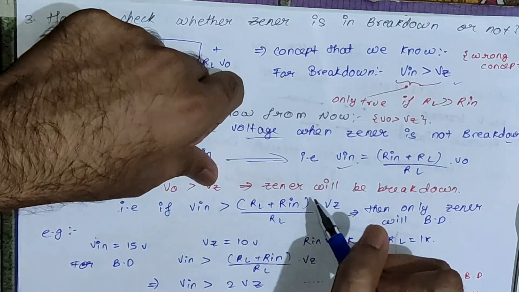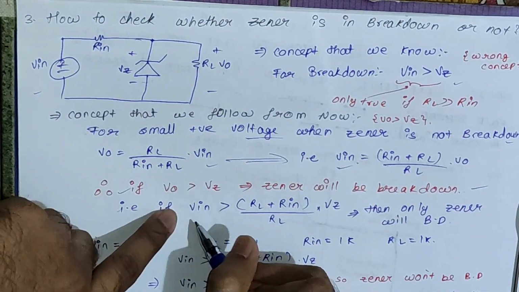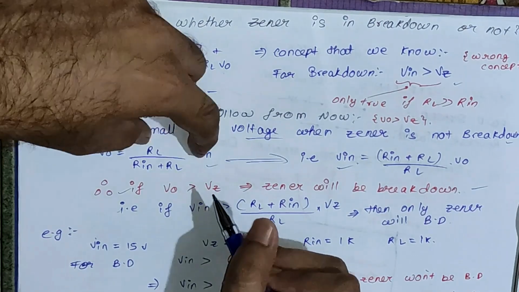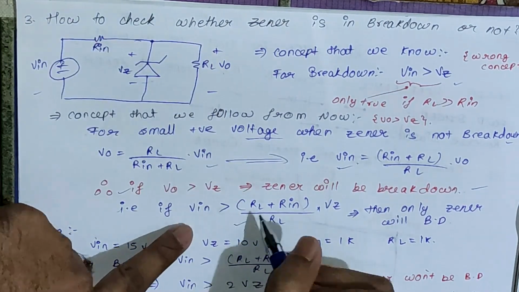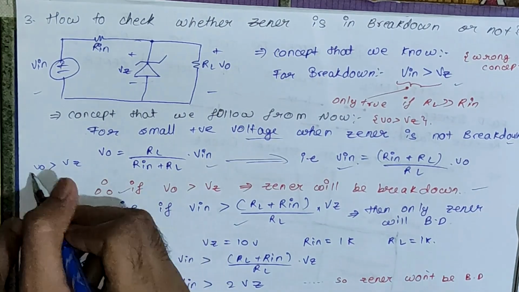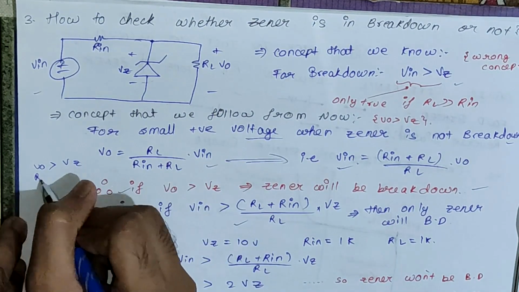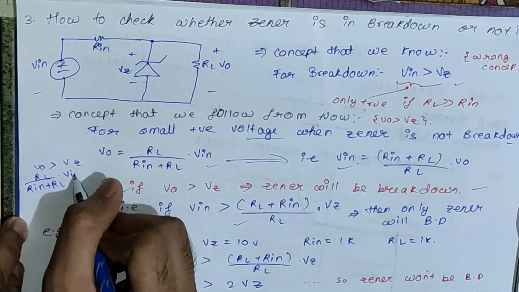If Vo is greater than Vz, then only the Zener will break down. You can rewrite it like this also. You can replace Vo with this term, and if you shift this term towards Vz, you are going to get this equation. So what I'm saying is you can write it as Vo greater than Vz. Okay, and you can replace this Vo with this term, so you will get RL upon Rin plus RL into Vin greater than Vz.